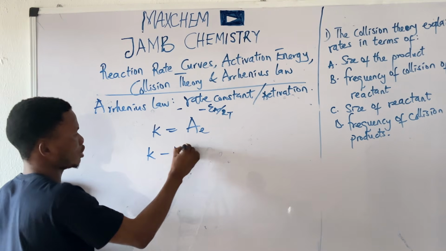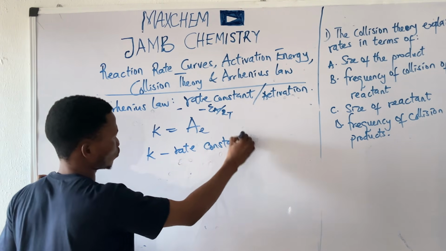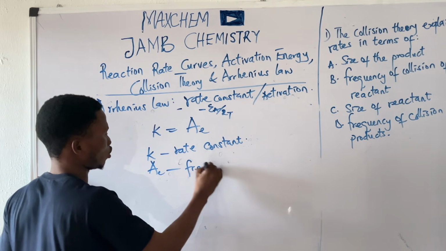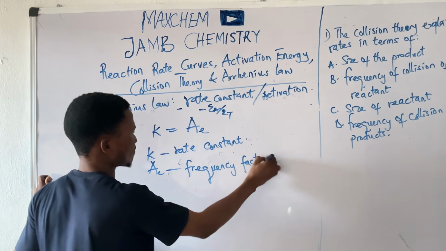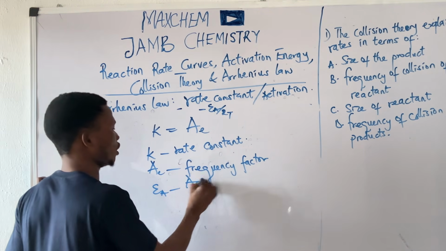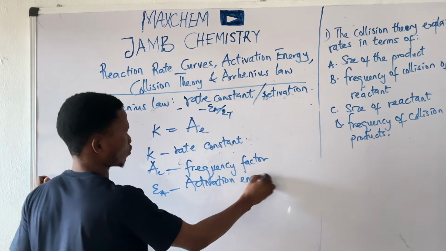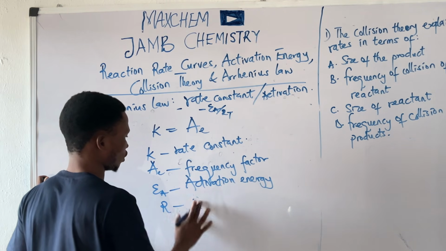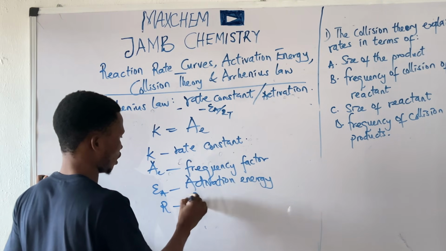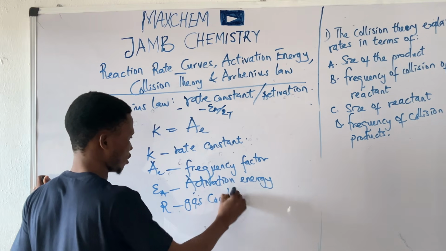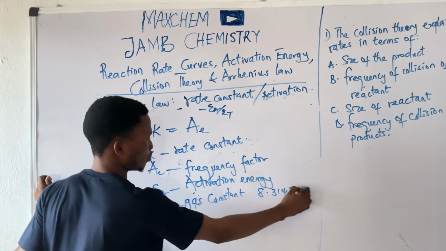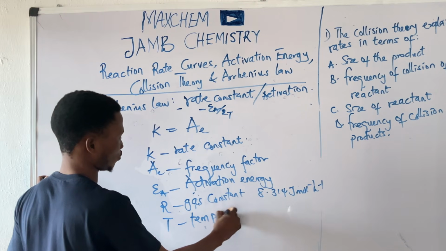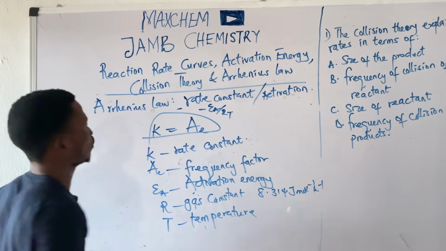Where k represents the rate constant, A represents the frequency factor, Ea is the activation energy, R is our gas constant, that is 8.314 joules per mole per Kelvin, and T is the temperature. So this is the formula for Arrhenius.